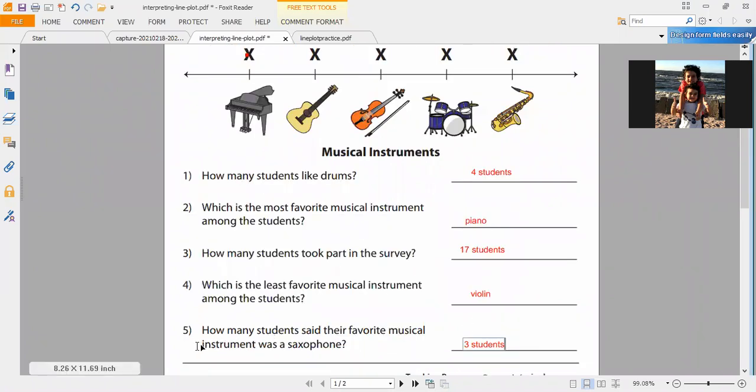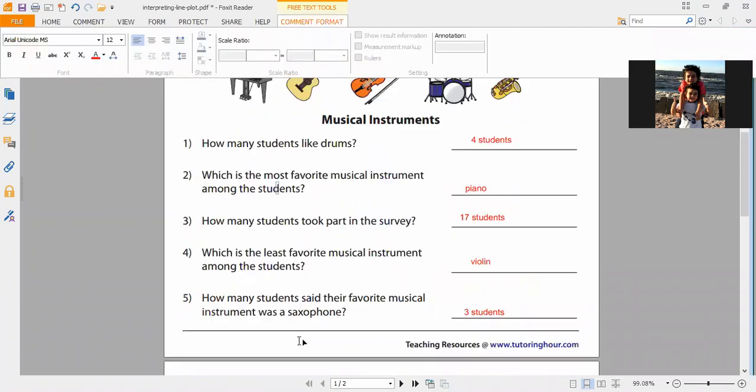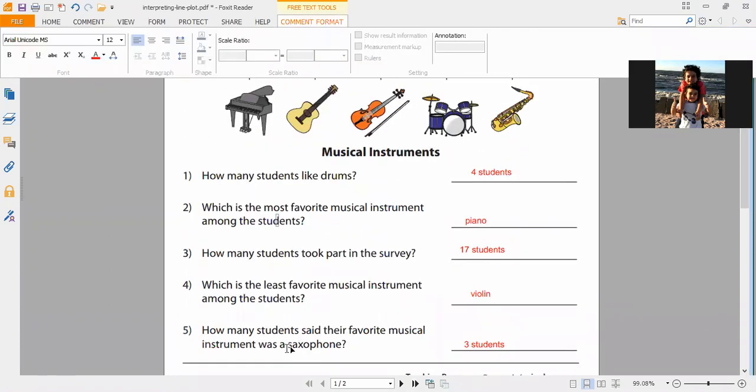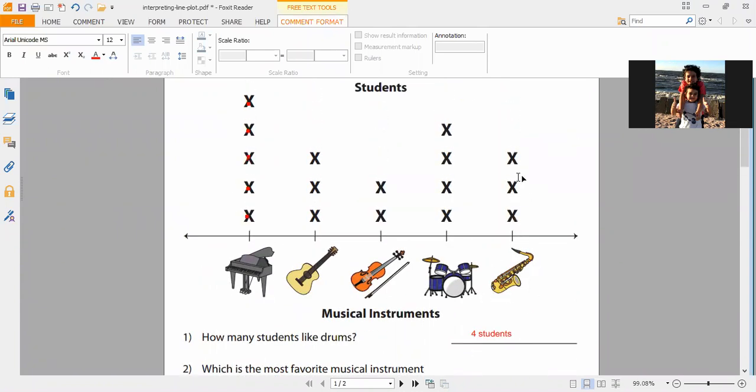The last question: how many students said their favorite musical instrument was the saxophone? This is the saxophone, and we have 1, 2, 3 children who voted for the saxophone.